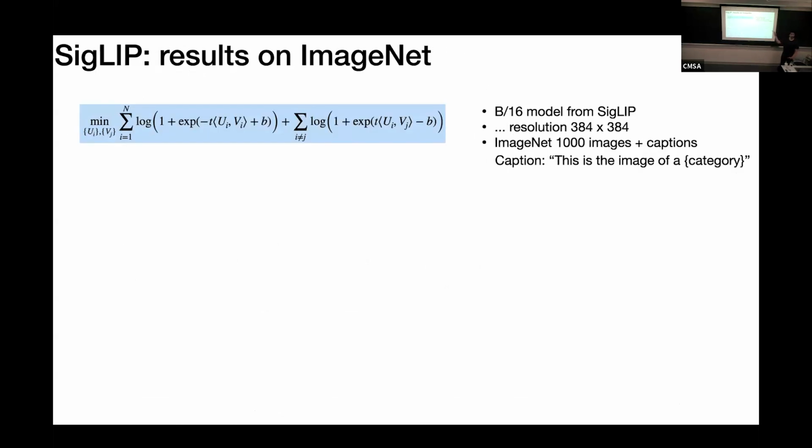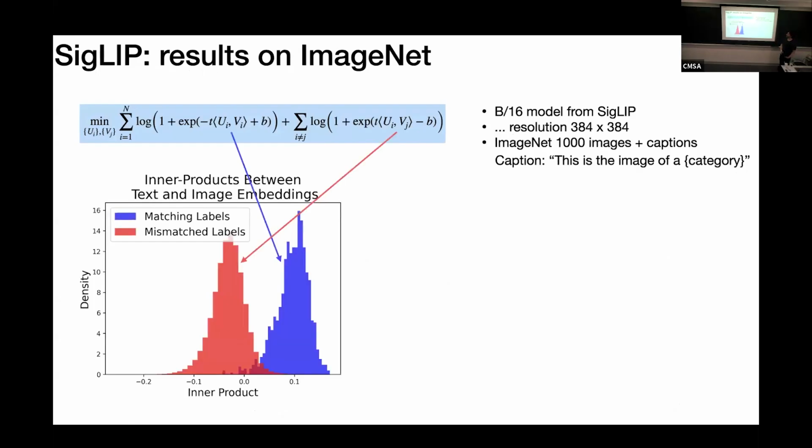So let's get a feeling for this SigLIP model. Kiril did an experiment on ImageNet. First of all, we have 1,000 images and captions. The caption is, this is the image of a dog, or this is the image of a plane, or whatever it is. And here we have a histogram of the contributions within the loss.